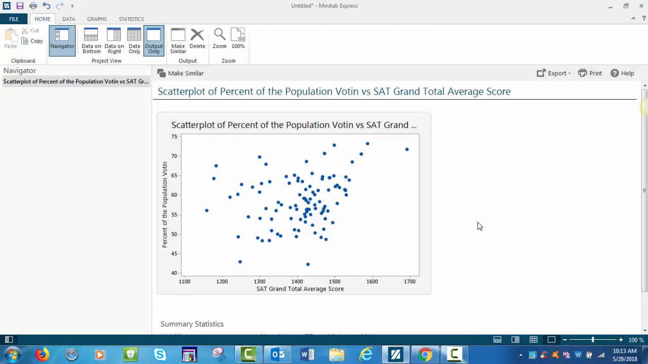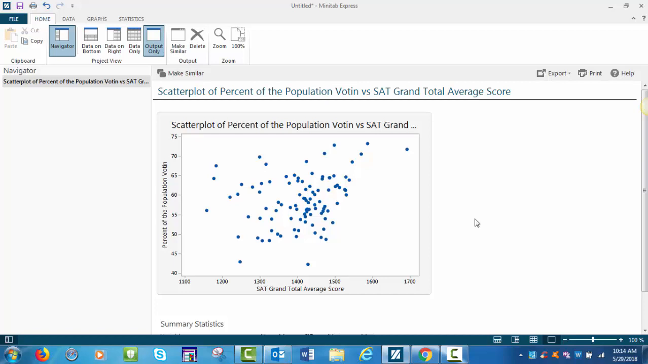Here's the scatter plot. The scatter plot seems to show that the percent of the population voting does increase with the SAT score. The relationship does appear to be linear. Obtain the following statistics for each relationship: the constant, slope, or regression coefficient R, standard error of the slope. To find the constant, slope, etc.